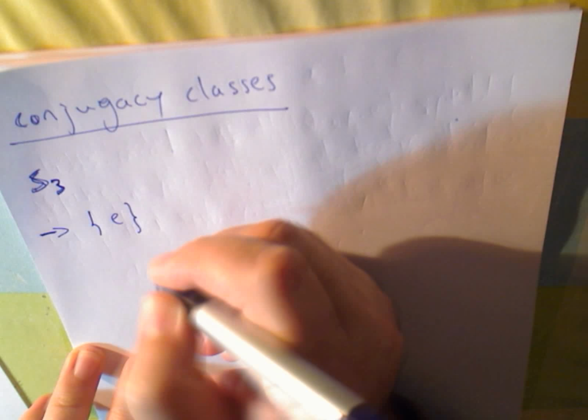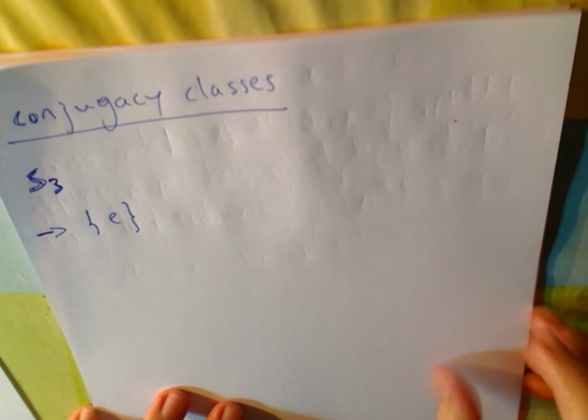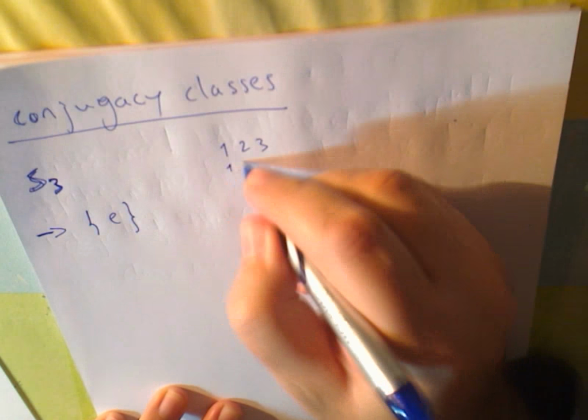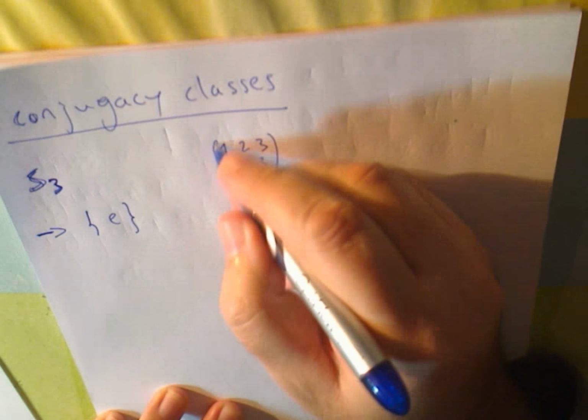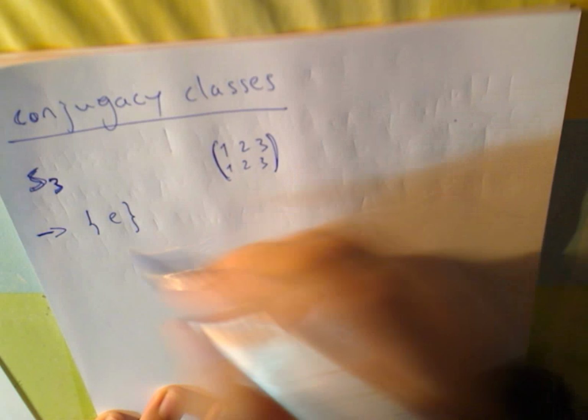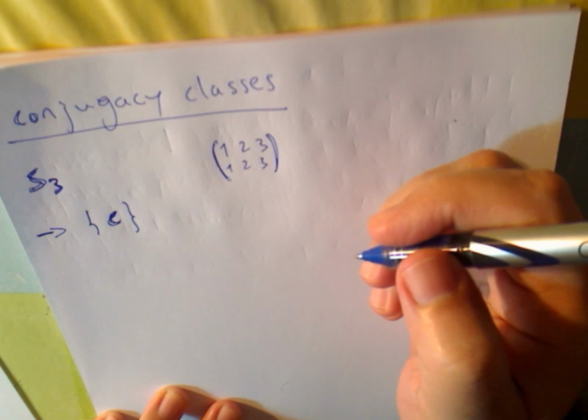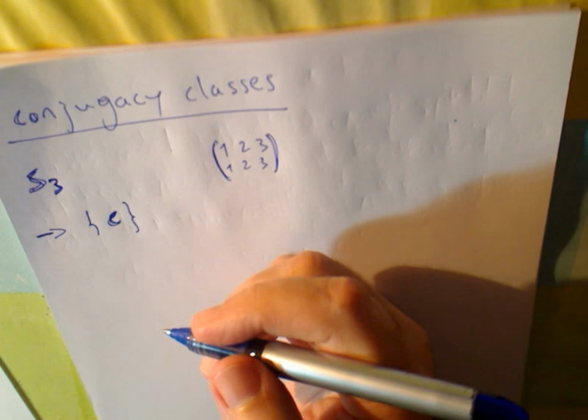One class is the identity. So the identity is always okay. What is the identity? It is 1, 2, 3 to 1, 2, 3, written as in the previous video. This is the same as this. So this is one class.